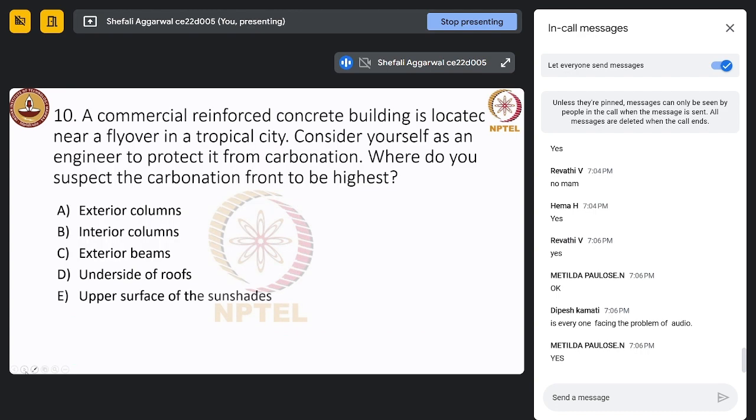So the next question is, a commercial reinforced concrete building is located near a flyover. Consider yourself as an engineer to protect it from carbonation. Where do you think the carbonation front will be the highest? In the exterior column, interior column, beams, upper side of the roof, or upper surface of the sunshades? Where do you think the carbonation will be maximum? Your building is located near a flyover. You have to make sure of that.